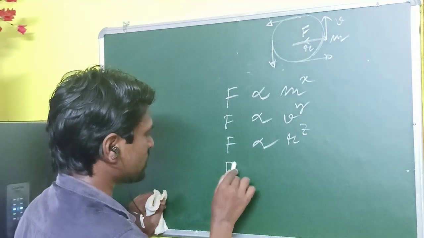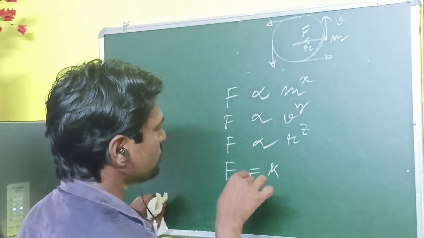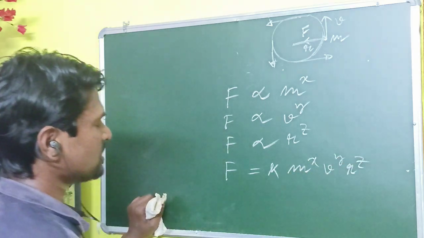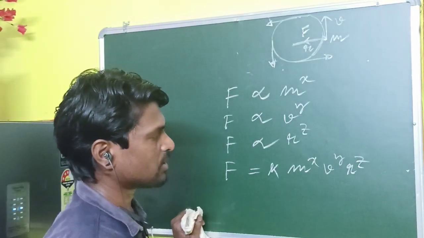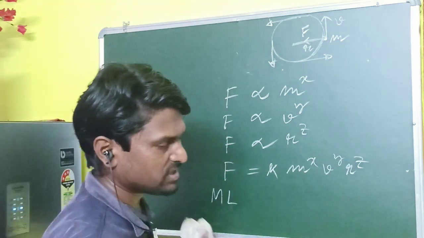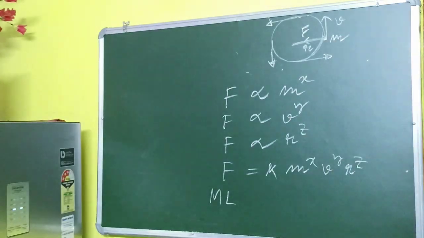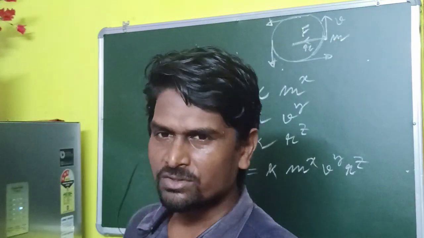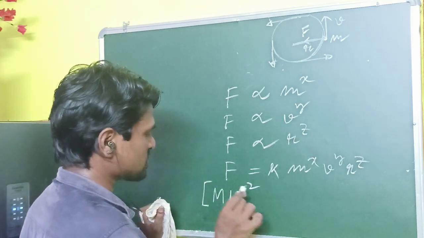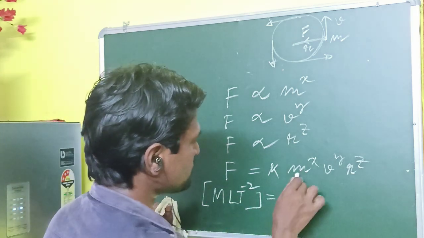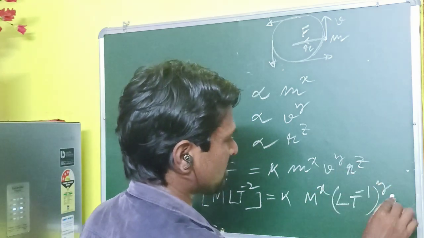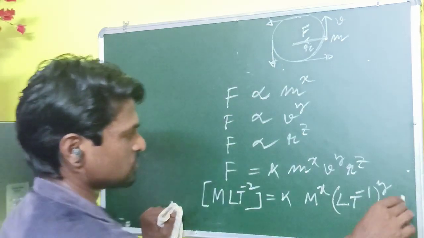Then F equal to a constant k times m to the power of x, v to the power of y, and r to the power of z. So the equation is F equals k m to the power of x, v to the power of y, r to the power of z, and then put the dimension of force. What is the dimension of force? If you don't know the dimension of force, then go to the first lecture, then second, then third, and then this one. So M L T to the power of minus 2 is the dimension of force, and k is a proportionality constant. So M to the power of x, velocity is L T to the power of minus 1 to the power of y, and r means it is a distance or length, so L to the power of z.